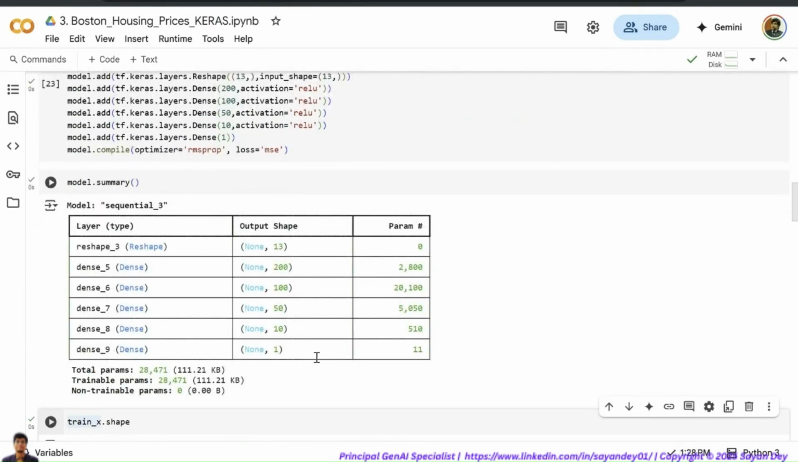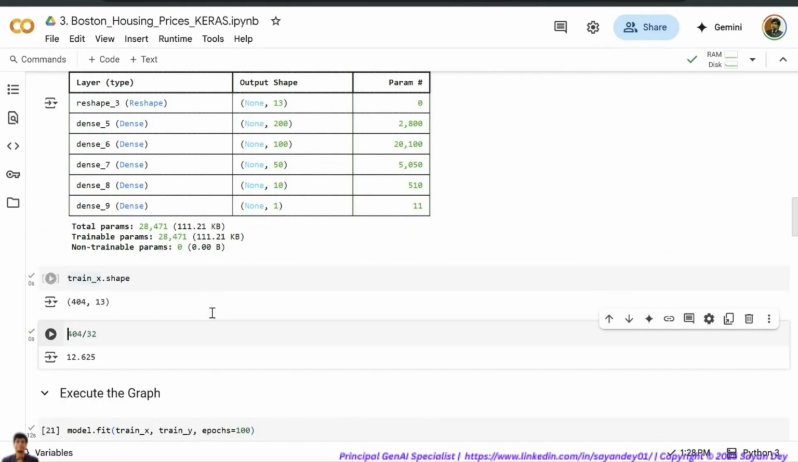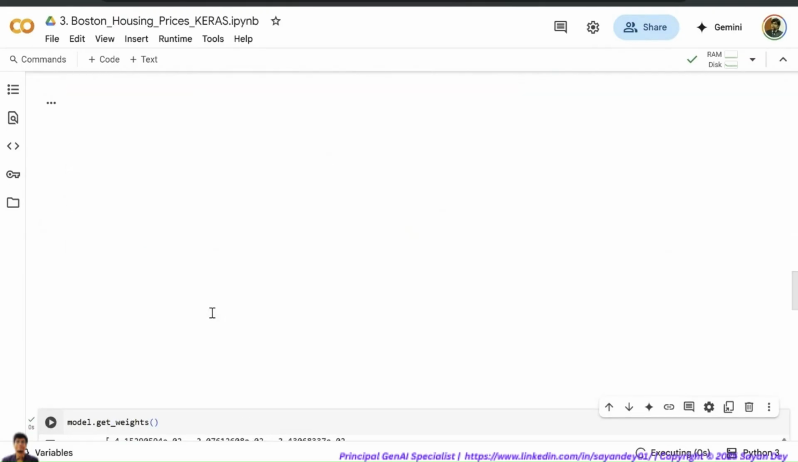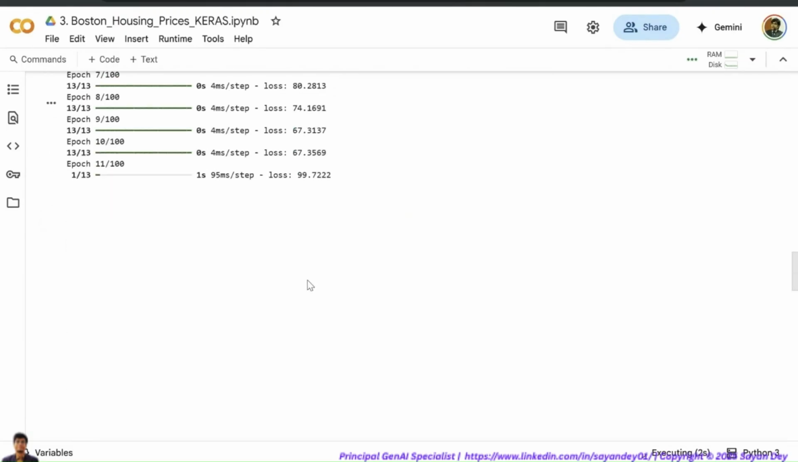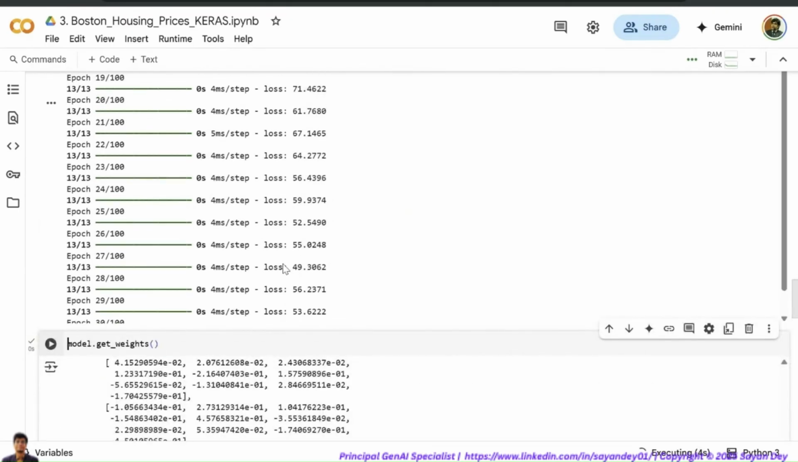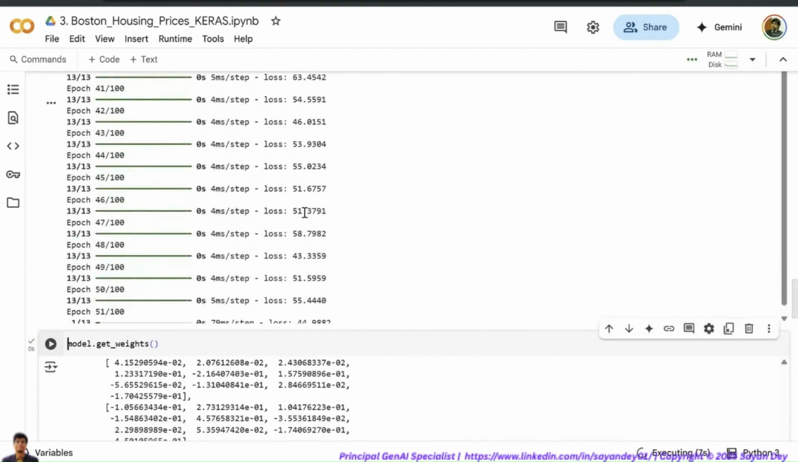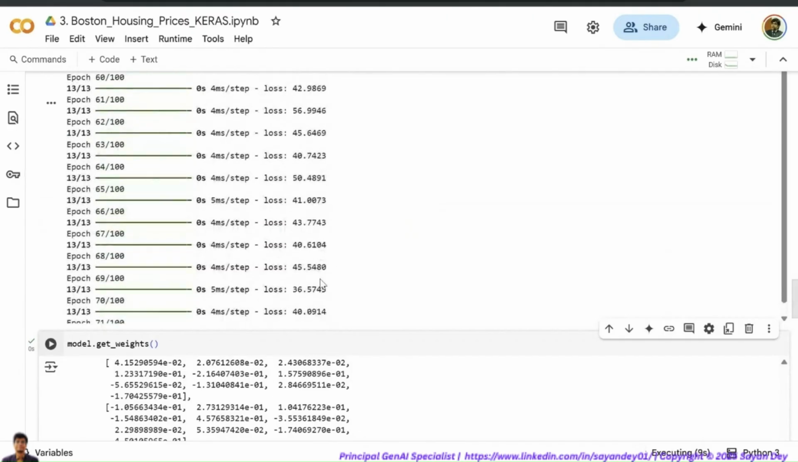Naturally, you can see it's a deeper architecture. There are 28,000 parameters, 28,000 weights and biases that we are trying to train. If we go and do this, it will be a little slower comparatively, and it will be interesting to see if it made any meaningful difference to my overall losses. Okay, and you can actually monitor.